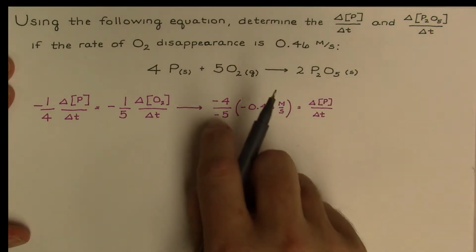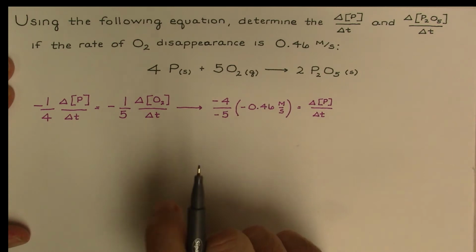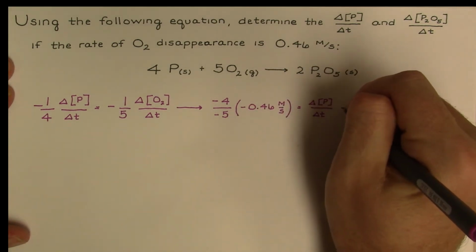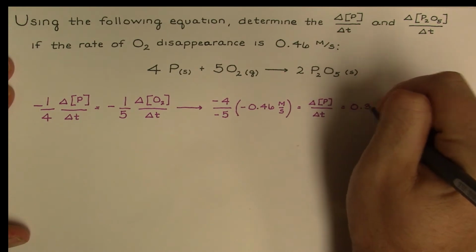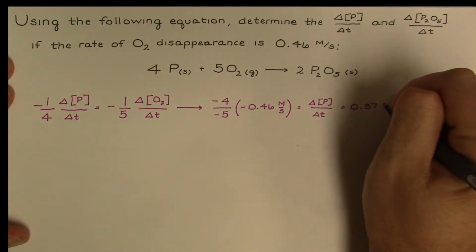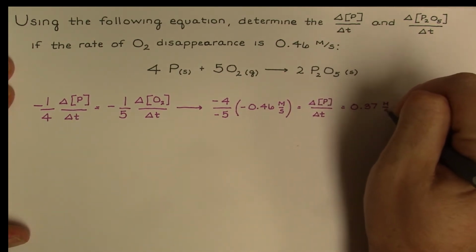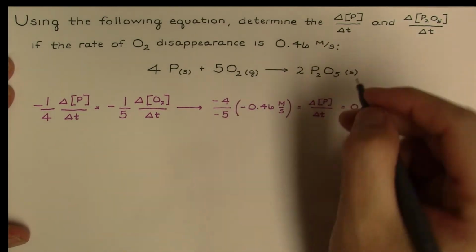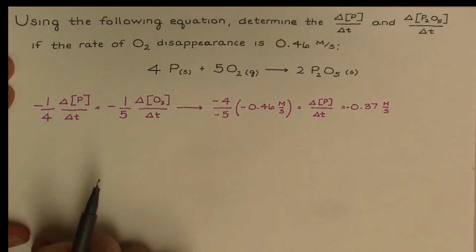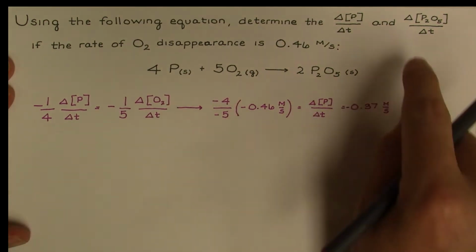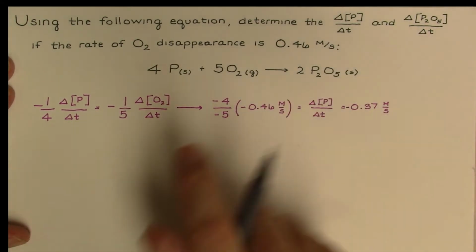If we put this into our calculator, please notice that all of the negatives will hopefully start to cancel in some way. So our two negatives of negative 5 and our negative 4 would cancel out, and we get a value of negative 0.37 molar per second. This is a rate of disappearance, so that is a good value.